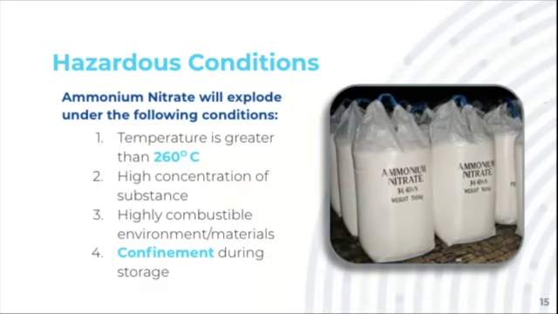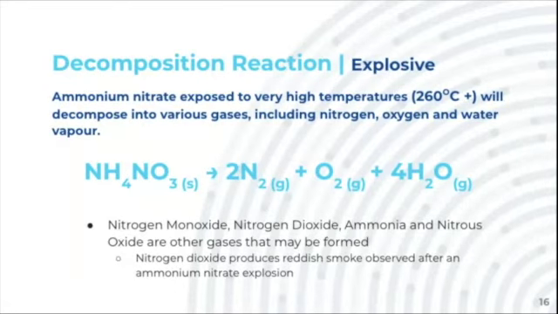The following are favorable conditions for a hazardous ammonium nitrate reaction to take place in: temperatures greater than 260 degrees Celsius, a high concentration of the substance, meaning there is a higher concentration of oxygen available for the combustion reactions, contamination with highly combustible materials or placement in such environments, and confinement during storage. Here is an example of the decomposition reaction that may take place under the conditions listed previously. The most common products are nitrogen gas, oxygen gas, and water vapor.